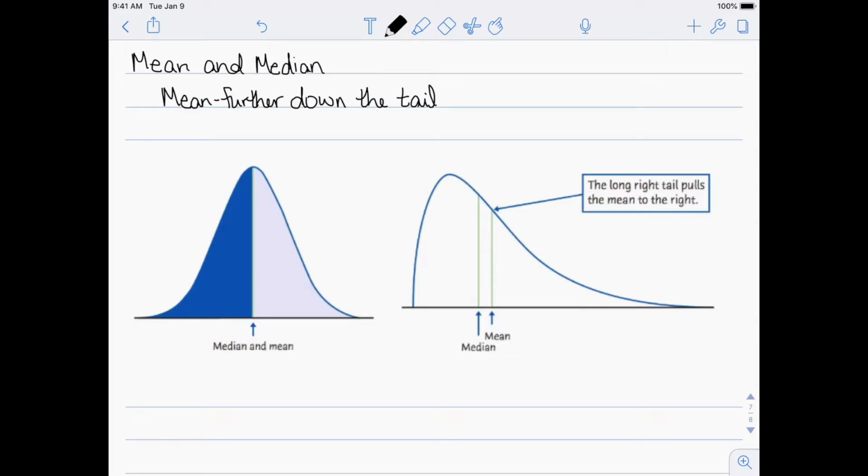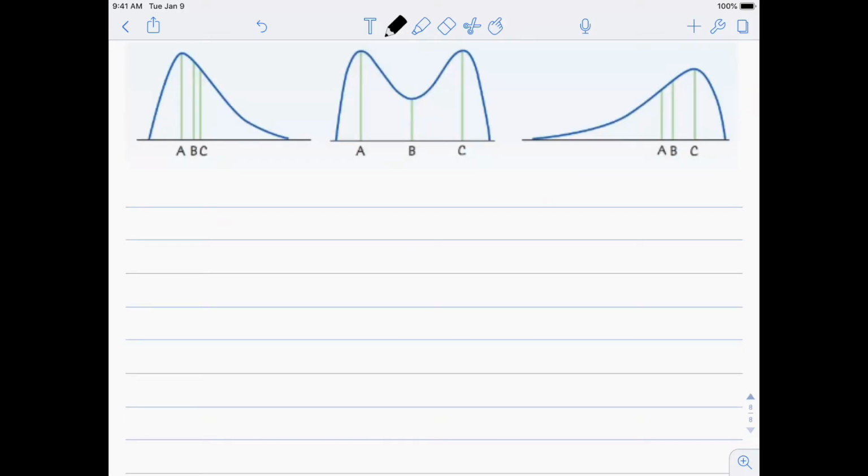So now that we've looked at the basic idea, let's see if we can do some examples of this. Here are three distributions with three different points marked, and I want to determine which one's the mean, which one's the median, and which one's the mode. So let's start with this one on the left. We can see that this is right skewed, so it has this tail to the right, which means the mean should be further down to the right.